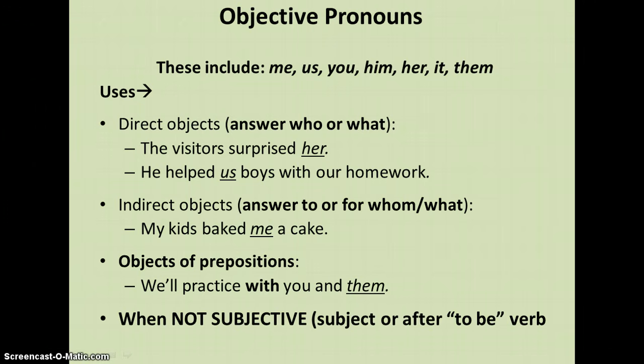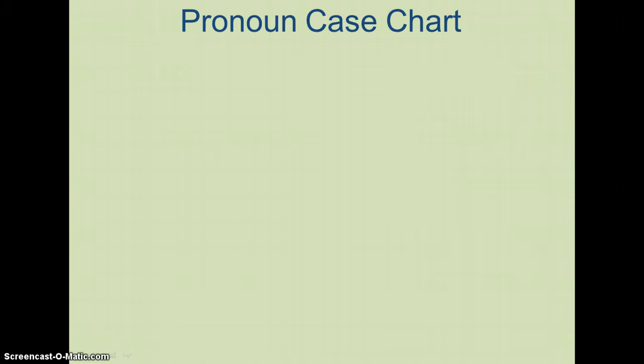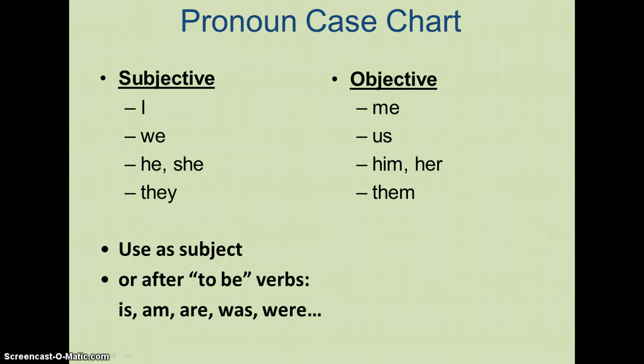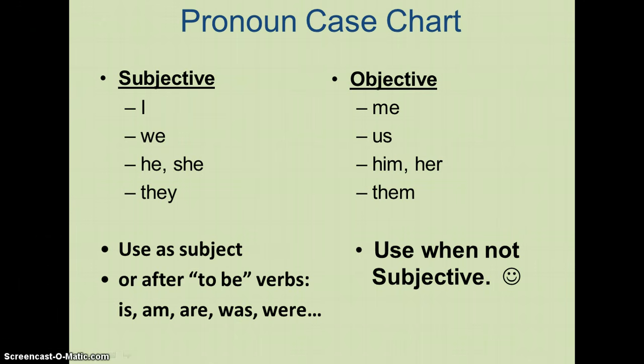In general, though, you can just remember that if it's not subjective, if it's not the subject or after a to be verb, then it must be objective. So as we review and we look at the chart, again, the subjective pronouns you need to think about are I, we, he, she, and they. And you use that after a subject or after a to be verb, is, am, was, were, are, be, been. The objective pronouns are me, us, him, her, and them. And again, all you have to remember is if it's not subjective, then you use that second column of the objective pronouns. So hopefully now you can accurately choose which pronoun case to use.